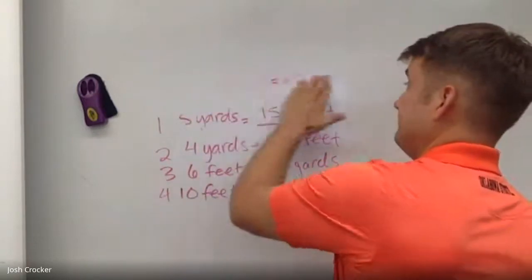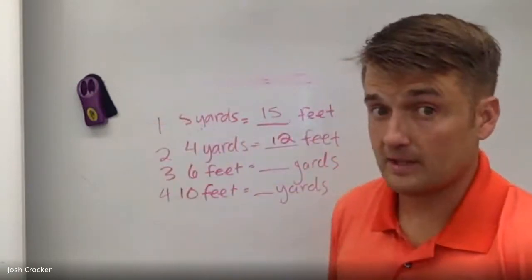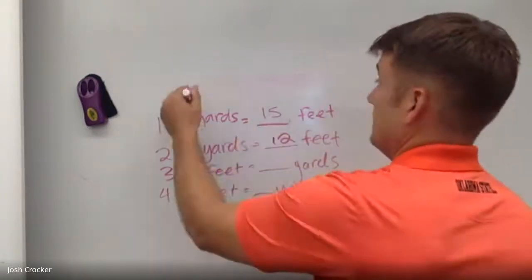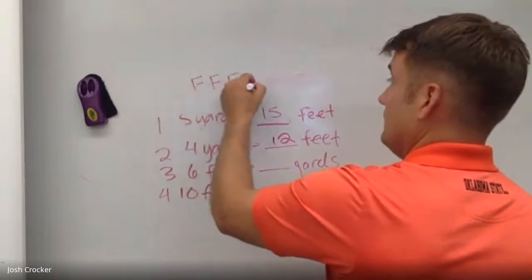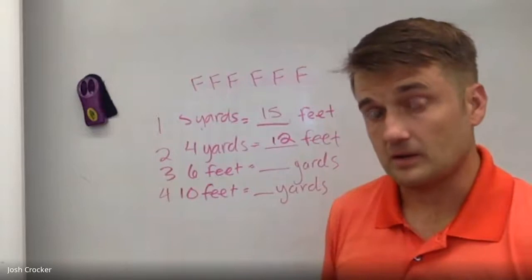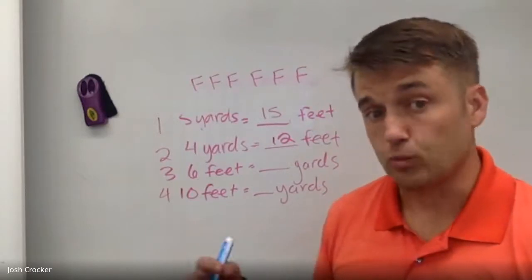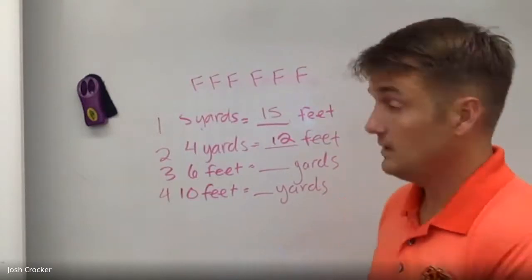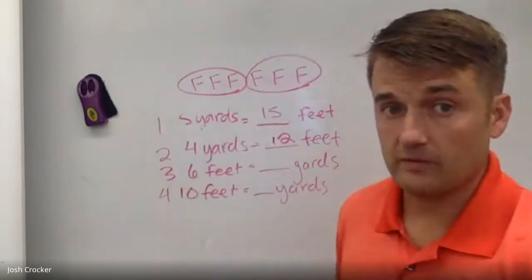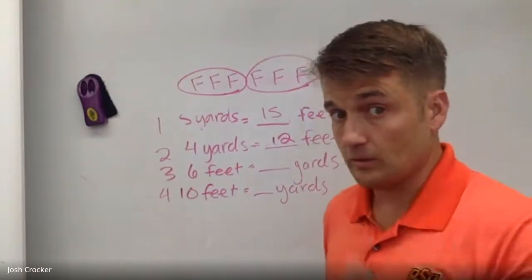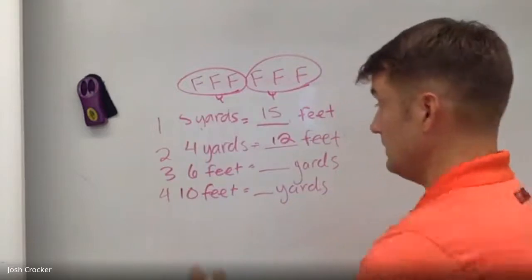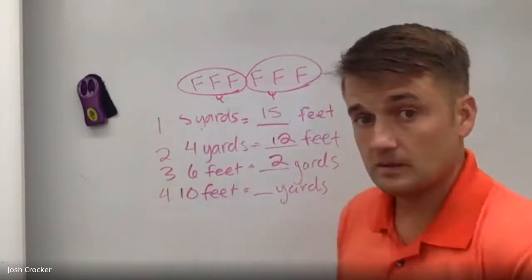Now, go the other way. Now let's go from the small to the big. 6 feet. 1, 2, 3, 4, 5, 6. 6 feet. How many yards? I know that a yard is a group of 3 feet. So I'm just going to group them. How many groups did I make? I made 2 groups. So that's 2 yards. 6 feet is 2 yards.